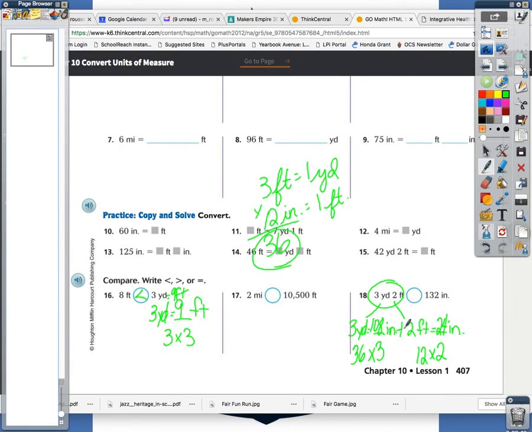So now we're going to add 108 plus 24 to get the total number of inches in 3 yards and 2 feet. That would be 132 inches. And we see that that is equal to 132 inches.